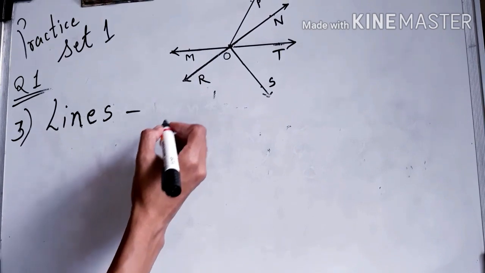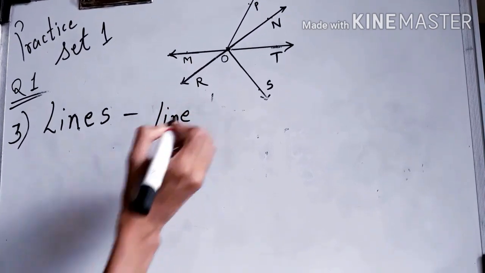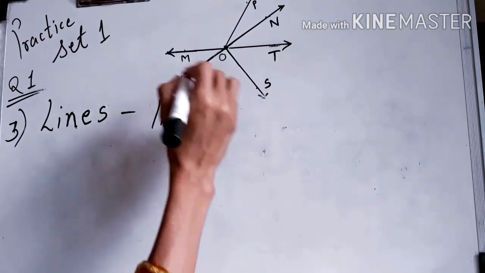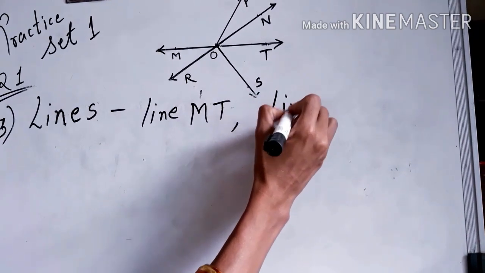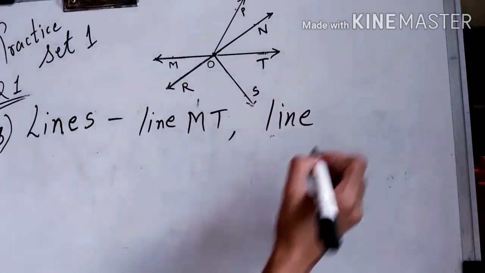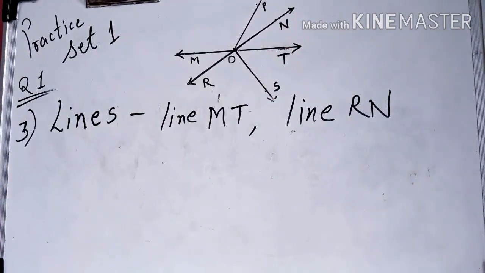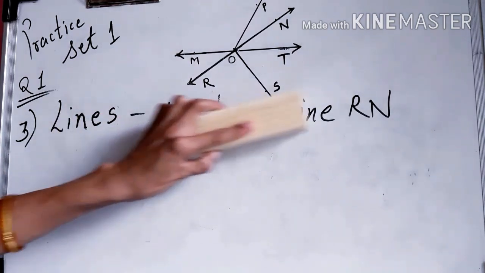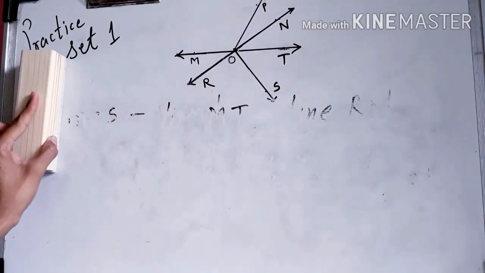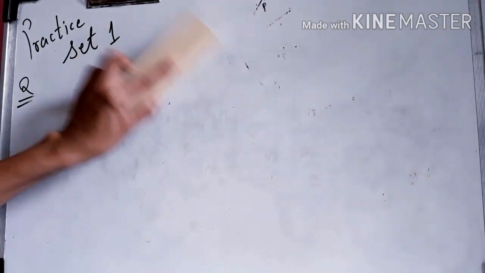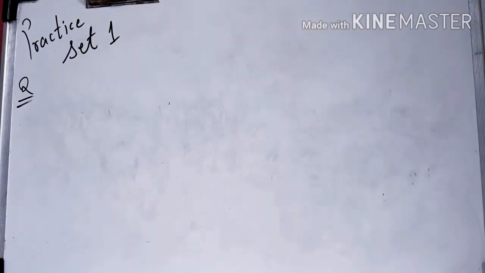So here in this figure, which are the lines? Line MT and line RN. These two are the only lines in this figure. So this is all about question number 1. You have to observe the figure, and then you will write all the names of the particular line, segment, or whatever is asked.